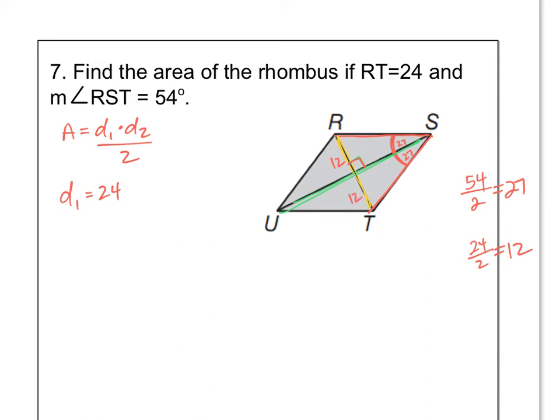What if we try to find this distance? I'm going to put it in blue and call it X. I think we could do it using SOHCAHTOA. So if you think about this blue triangle, we have a 27-degree angle. The 12 is opposite of it, and the X is adjacent.